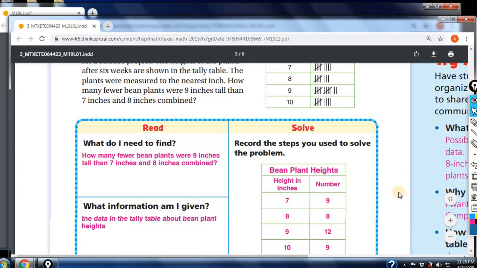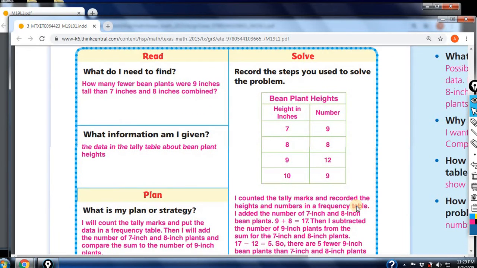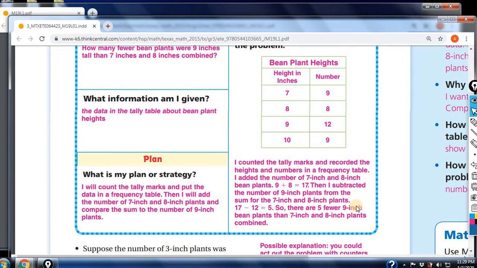So now they want to know what? Okay, they want to know how many fewer bean plants were 9 inches tall than 7 and 8 inches combined. So 7 and 8 inches combined, we need to add those two numbers. So 9 plus 8 is 17. And then we have to subtract that from 12. So 17 minus 12 gives you what? Gives you 5.